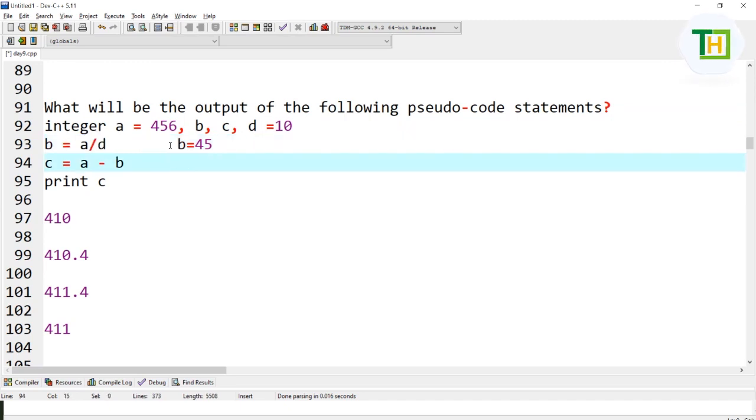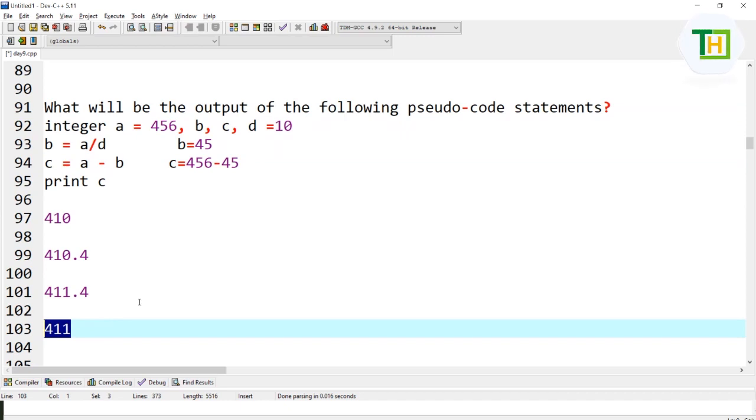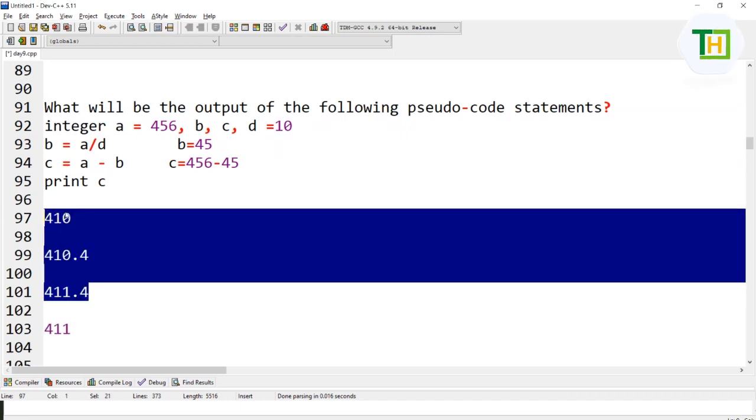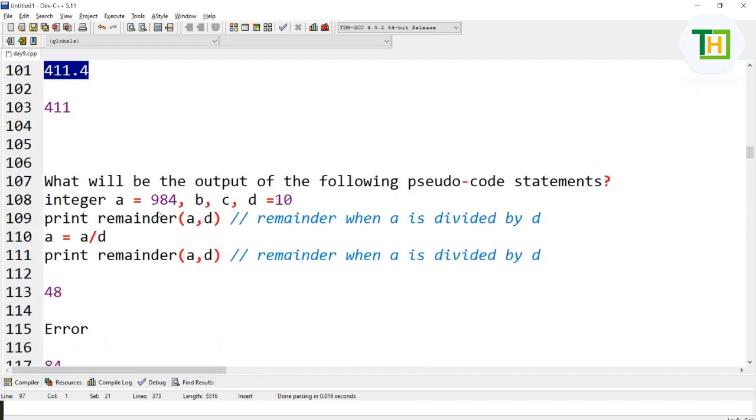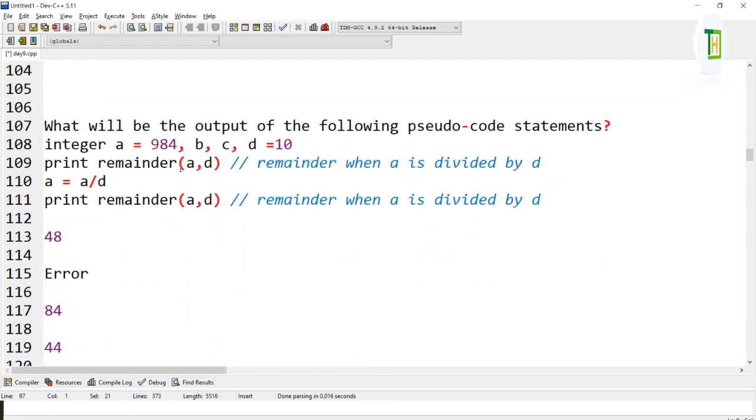Then it is coming here and C is equal to A minus B. What is the A value? A value is 456 minus 45. The answer is going to be 411 here. Okay. This is one type of question. The same question, if you go for this one, the similar type of question here. Both are integers again.